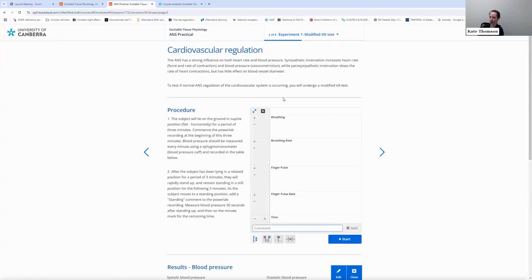So for instance, we start with a modified tilt table test. It's just moving from a lying to a standing position and back and forth, and getting them to try that, showing the responses they're meant to have. I have a bit of orthostatic intolerance, so then I do a demo of what happens when it's not working perfectly.